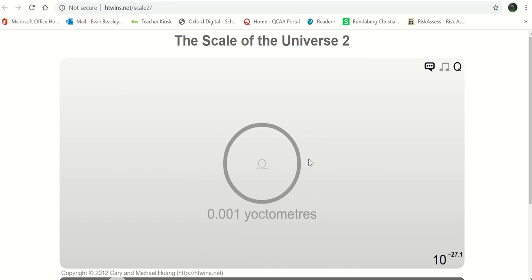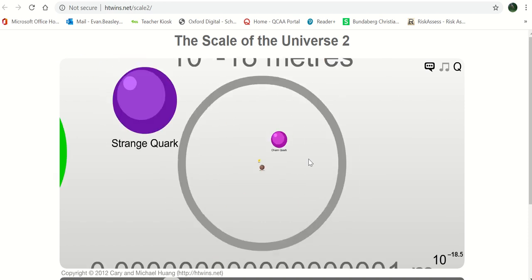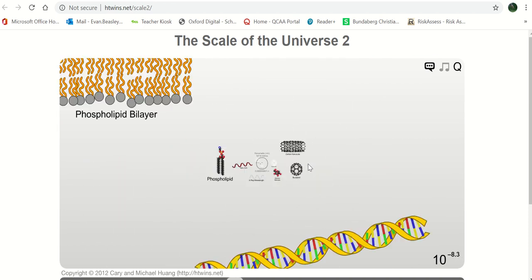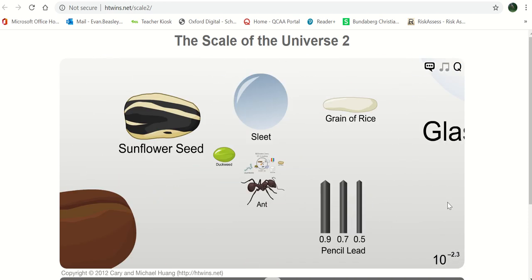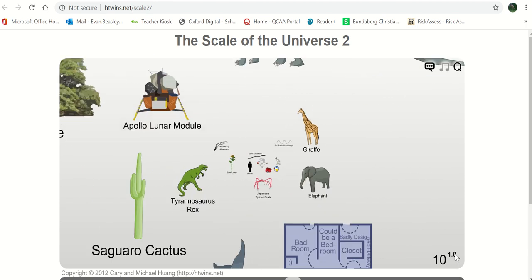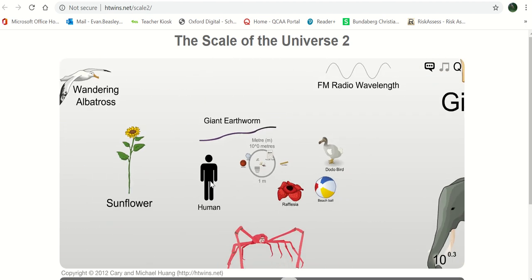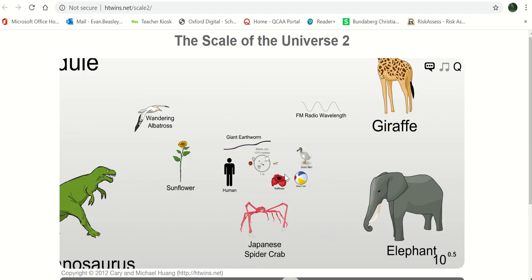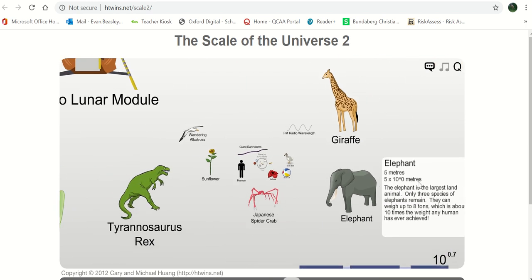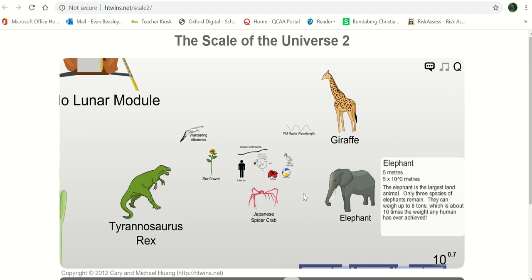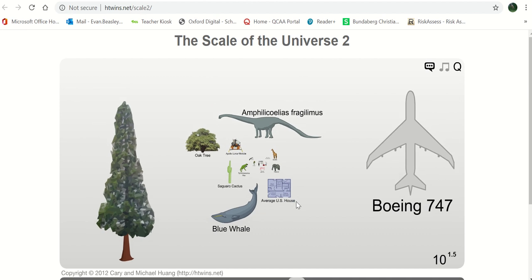Let's zoom back out now and see if we can go back to 1 metre. That's like 10 to the power of 1. So yeah, here we are. Sunflowers sometimes go taller than humans. Yep, that's right. Elephants. How big are elephants? Well, they're about 5 metres. So 5 times 10 to the power of 0 in this case.